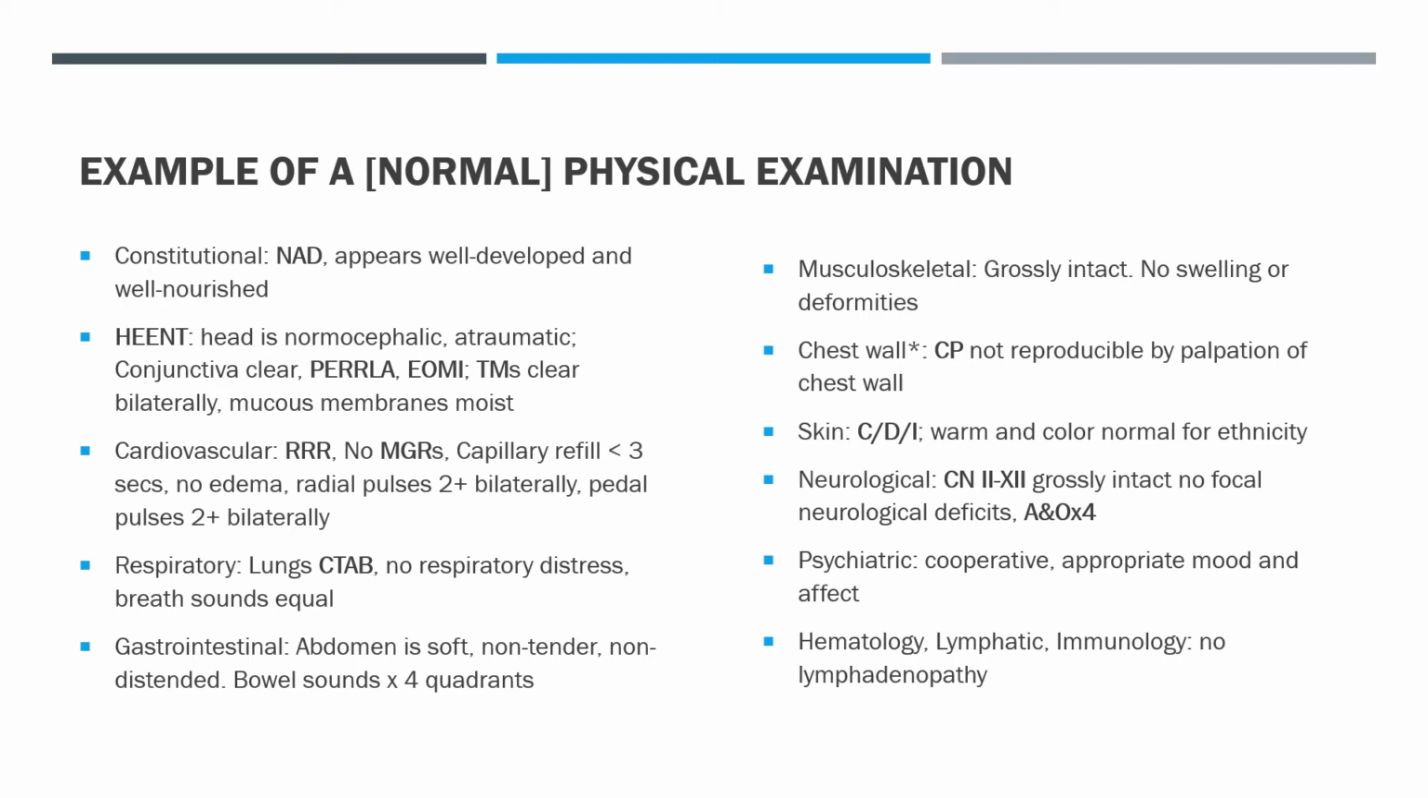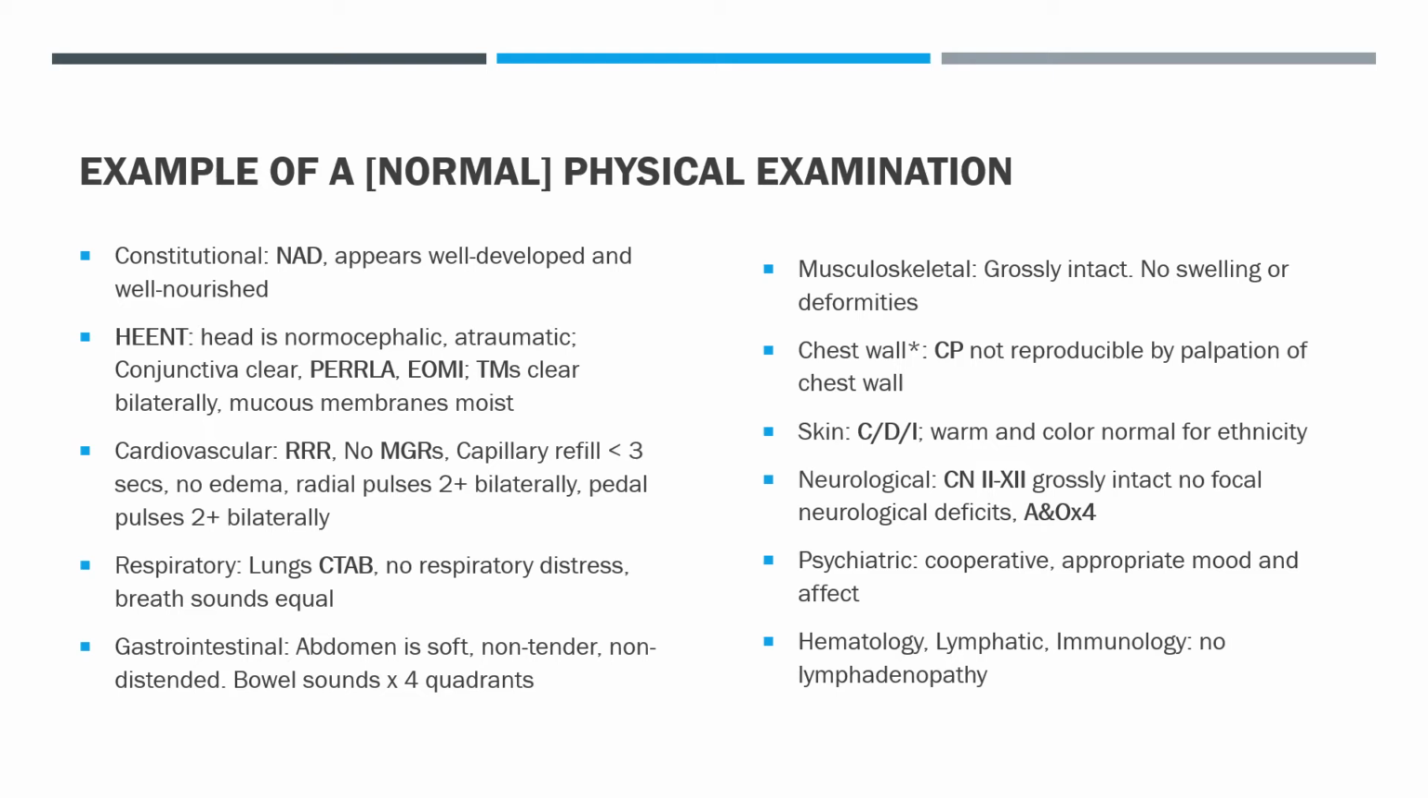So here's just an example of a normal comprehensive exam. I have in bold a lot of common acronyms, but I will say them fully here. Constitutional: no acute distress, appears well developed and well nourished. Head, ears, eyes, nose, throat: head is normocephalic, atraumatic, conjunctiva clear, pupils equal, round, reactive to light and accommodation. Extraocular movements intact, tympanic membranes clear bilaterally, mucous membranes moist. Cardiovascular: regular rate and rhythm, no murmurs, gallops, rubs, capillary refill less than 3 seconds, no edema, radial pulses 2+ bilaterally, pedal pulses 2+ bilaterally.